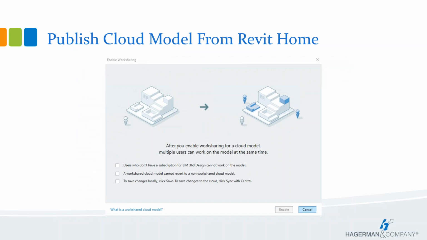So at a later date, if you do decide more people are going to work on this project and you want to enable work sharing, there's a new dialog box for models that were already on the cloud. When you click on the Collaborate tab Worksets button, this new box will pop up and make you check these little boxes. It basically makes you agree that you understand only users with BIM 360 Design will be able to work on the latest and greatest version.